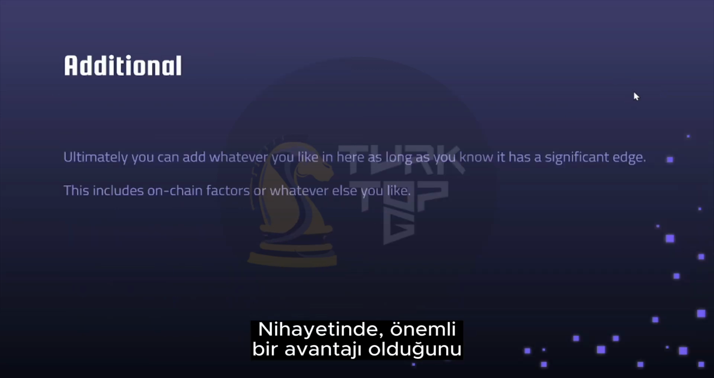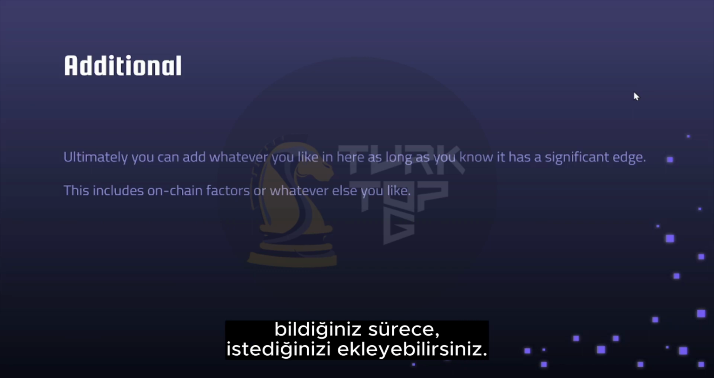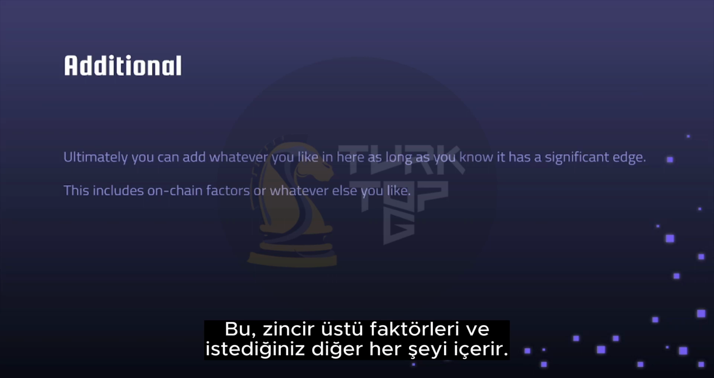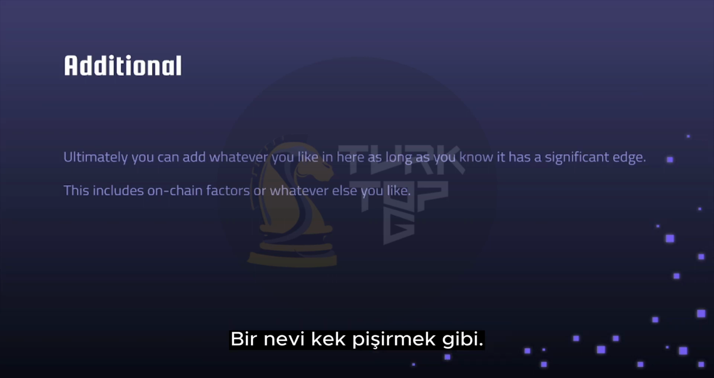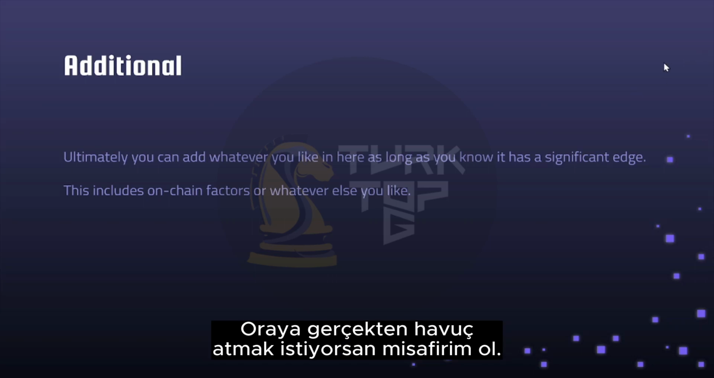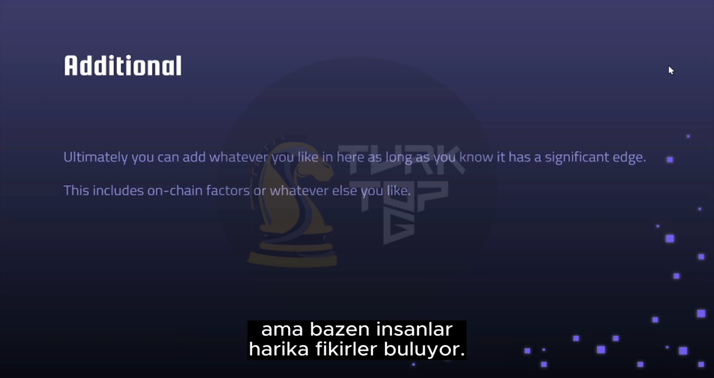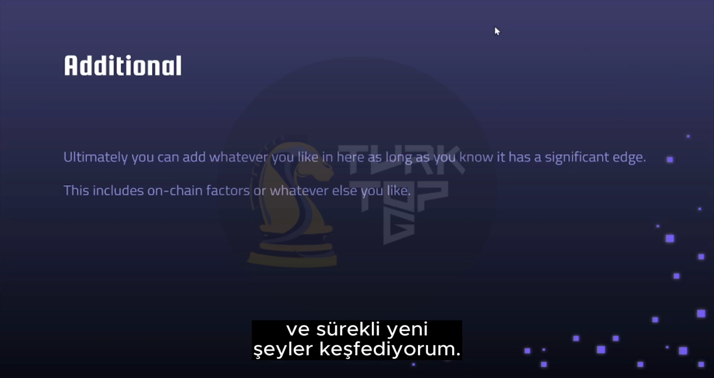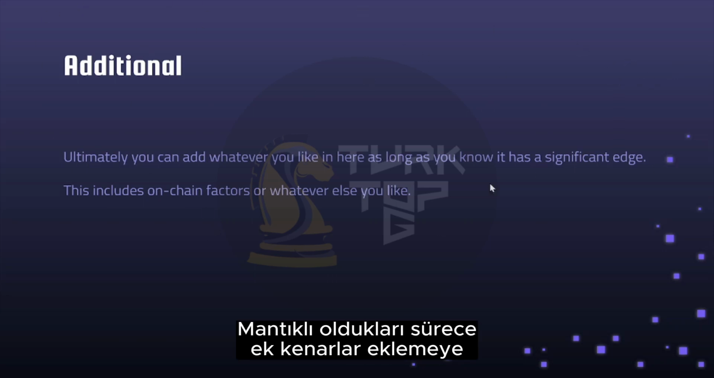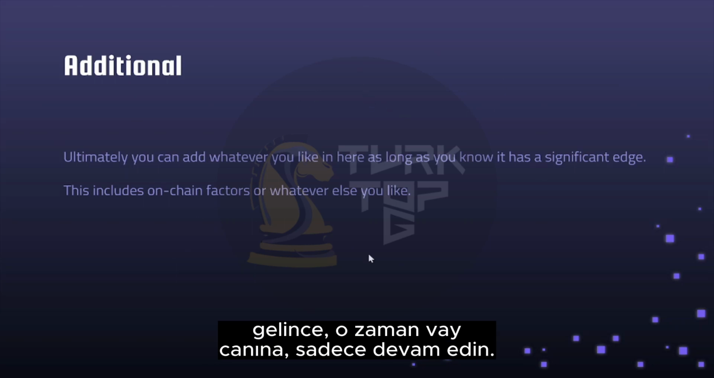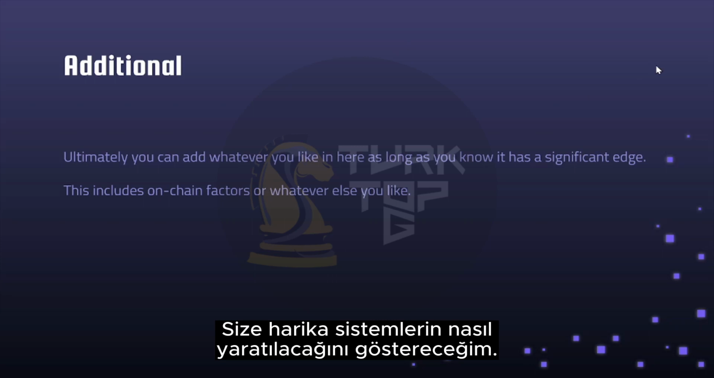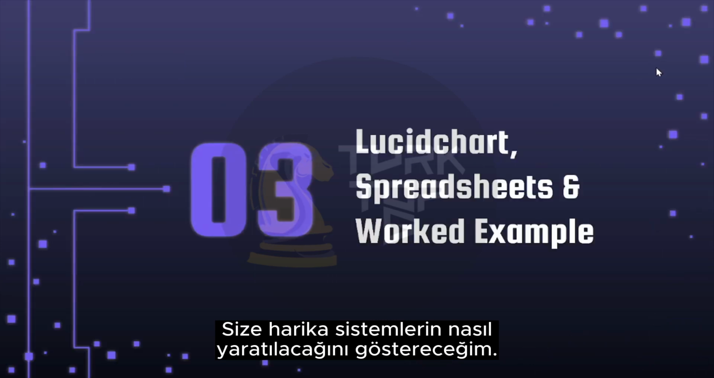Ultimately, you can add whatever you like, as long as you know that it has a significant edge. This includes on-chain factors and whatever else you like. It's kind of like baking a cake. If you really want to throw carrot in there, be my guest. I don't think it belongs sometimes, but sometimes people come up with amazing ideas, and I'm discovering new things all the time. So as far as adding additional edges, as long as they make sense, then just go for it. There's a whole world of opportunity out there for you guys to create amazing systems.